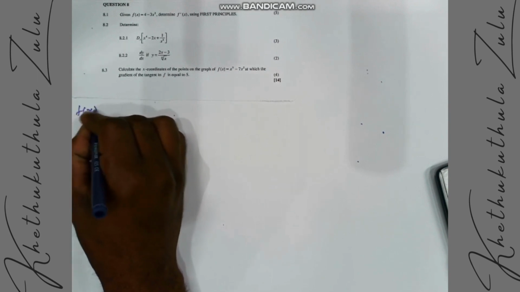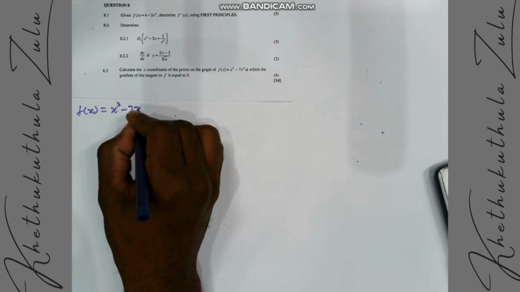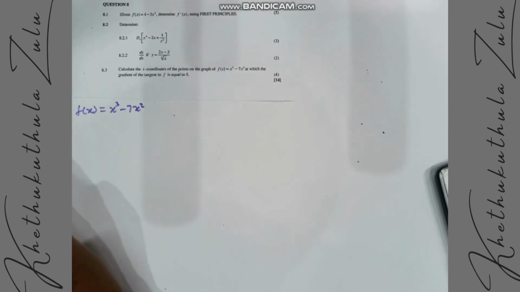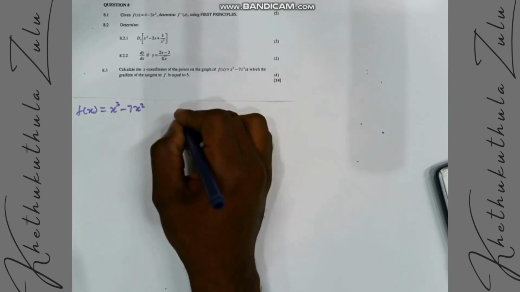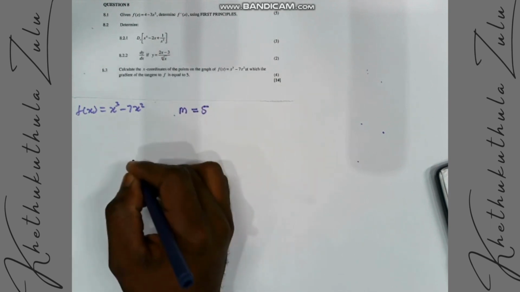And then now we have a specific question, or an interesting question, where they are saying f at x is x cubed minus 7x squared. They are saying calculate the x coordinate of a point on this graph at which the gradient of a tangent is equal to 5. They're telling us the gradient is equal to 5.